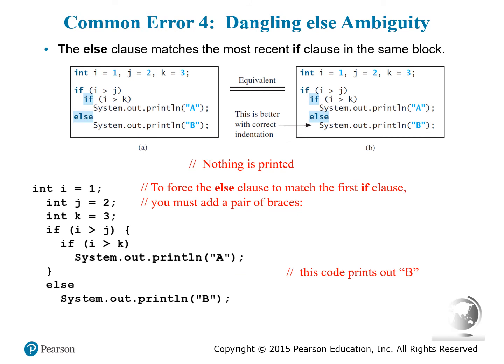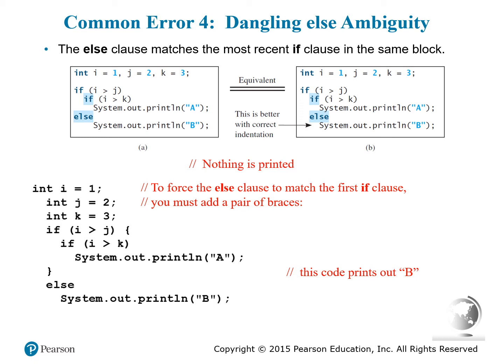It is important to understand that the else clause matches the most recent if clause in the same block. Remember that braces denote the blocks. In this example, nothing will be printed because the else block is only executed if i is greater than j. When we want an else clause to match a previous if clause, we must use braces wisely.